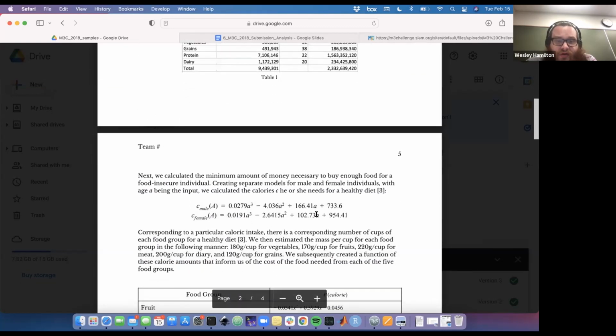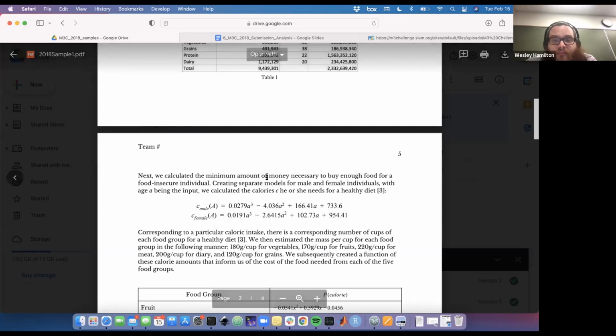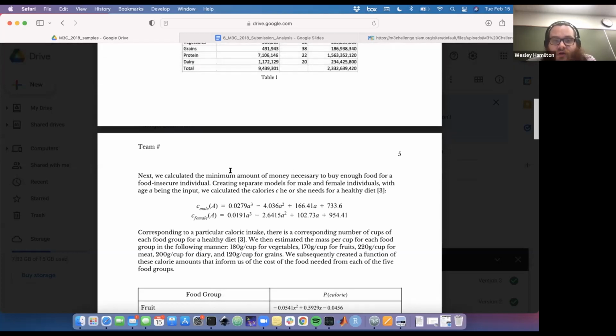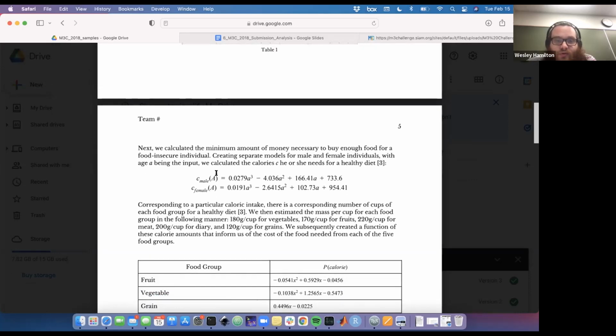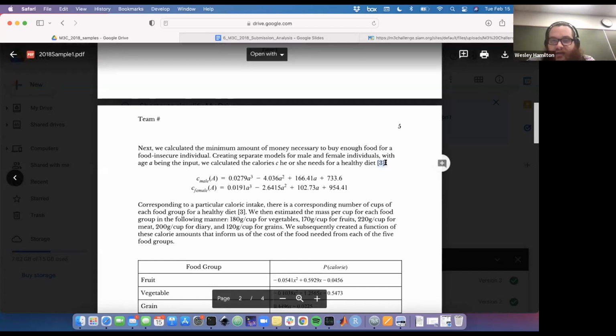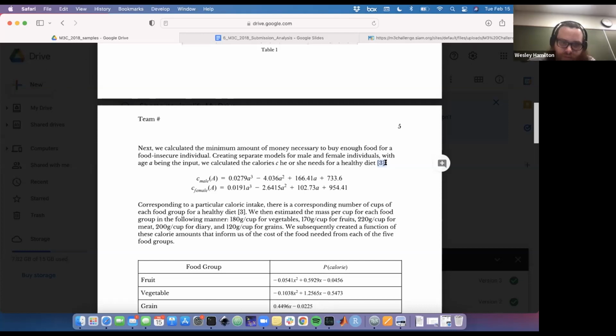Cool. And so then what do they do next? We calculated the minimum amount of money necessary to buy enough food for a food insecure individual, creating separate models for male and female individuals with age, A, being the input. We calculated the calories he or she needs for a healthy diet. So already they're now trying to mix dollars and calories. Let's see how that goes. And so presumably these cubic fits for caloric needs, they're getting from some reference, sure.